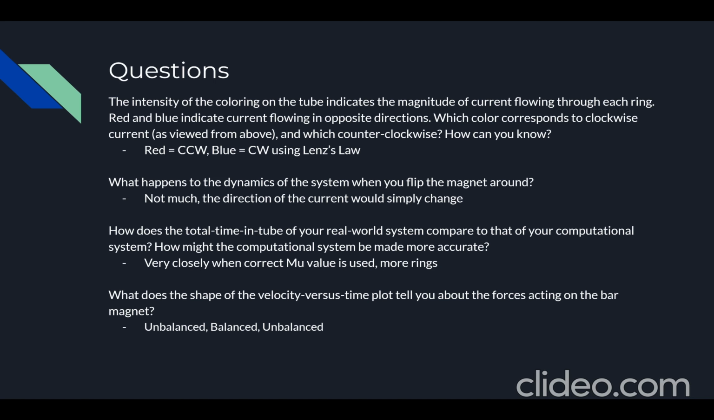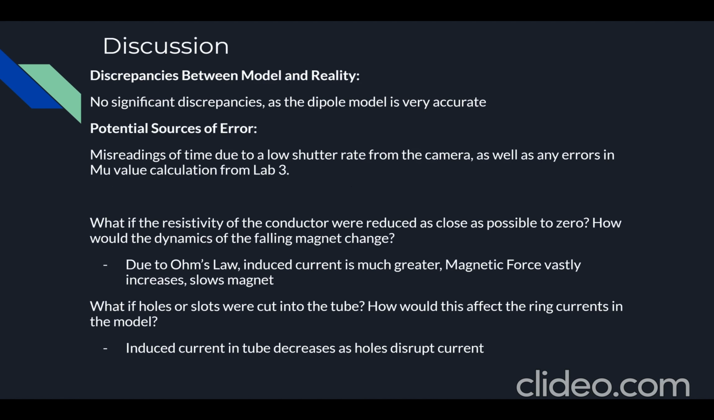For the third question, the times are actually pretty accurate when we use a valid mu value. If we wanted it to be more accurate, the biggest thing we'd do is probably make more rings of current. And then the last one, what does the shape of the velocity versus time plot tell you? The forces are going to start unbalanced as we see the velocity is changing. Then they're balanced when the velocity is constant, and unbalanced once again at the end.